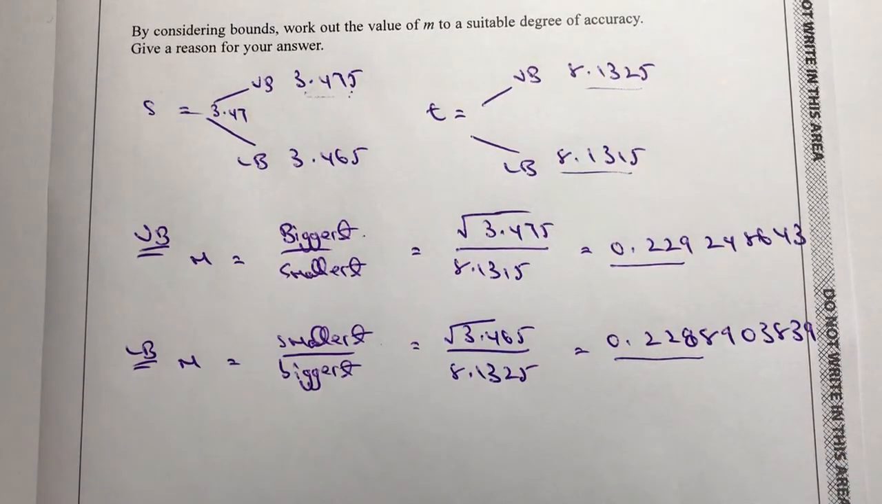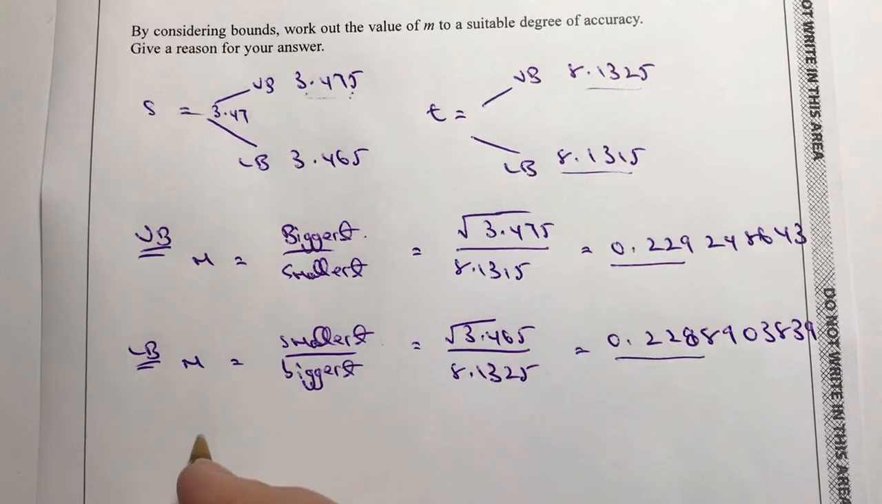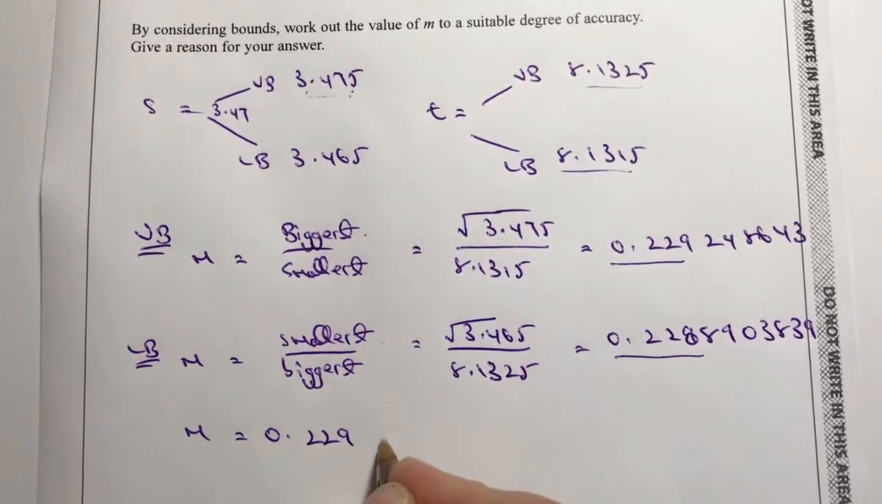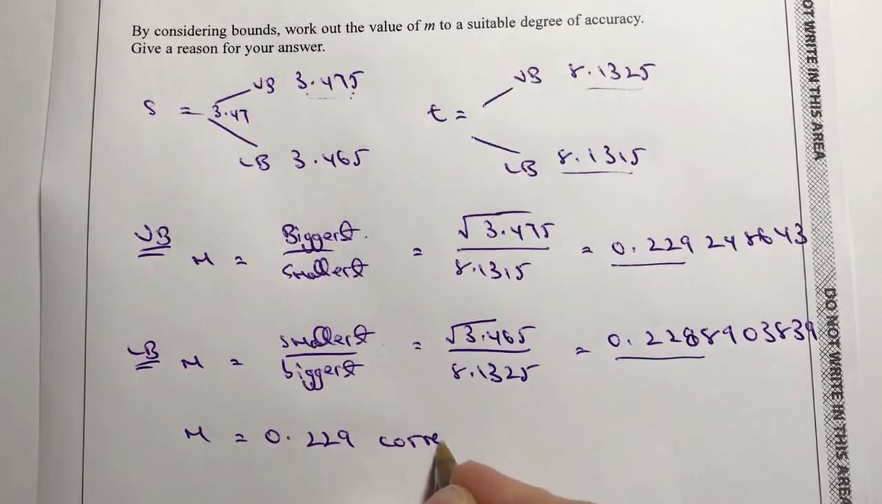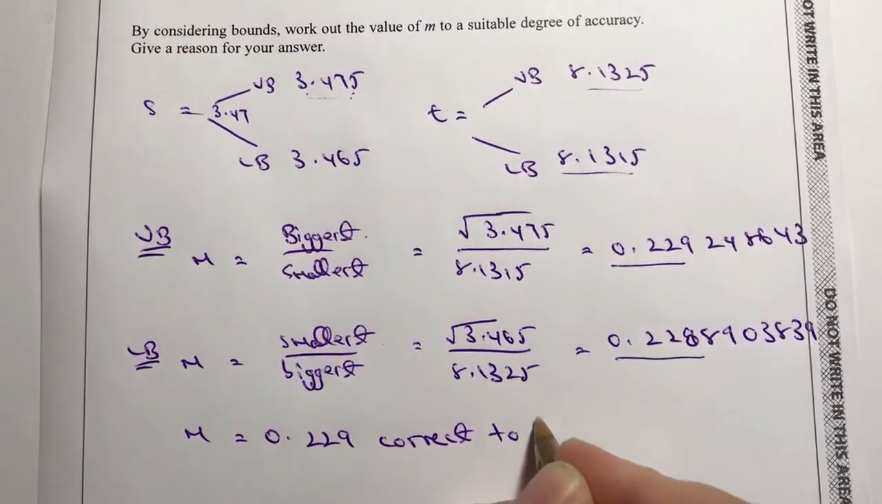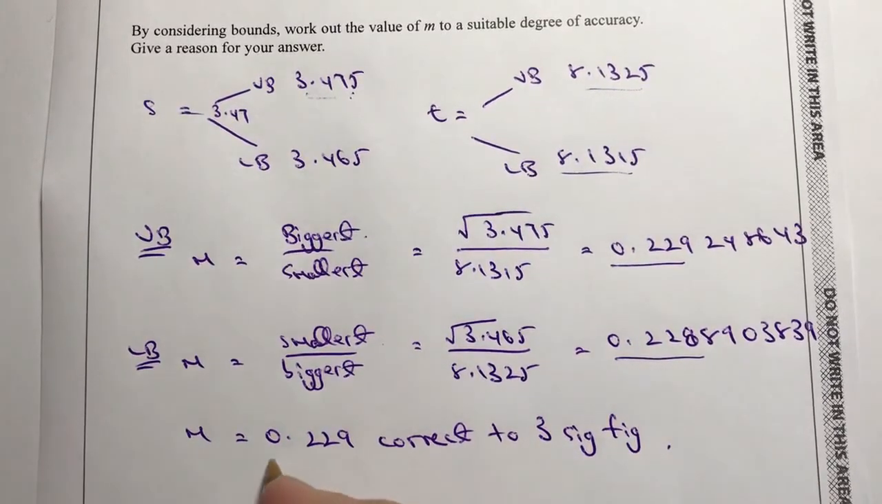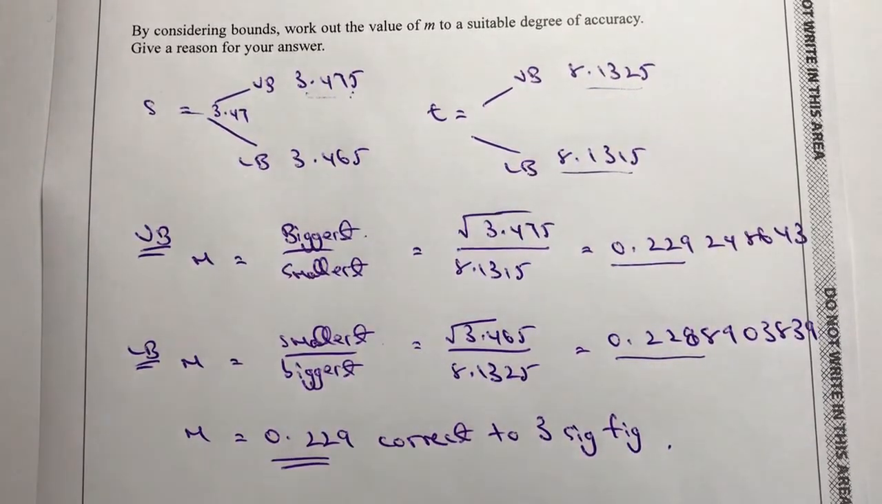However, if you have a look at that, correct to 3 significant figures, both those numbers are 0.229. So what I would write in here is that m equals 0.229, correct to 3 sig fig. Alrighty, and that would be the answer to this particular question. Again, it takes a little bit of time to work out these sorts of things, but you do need to have a little bit of an awareness of working with bounds.